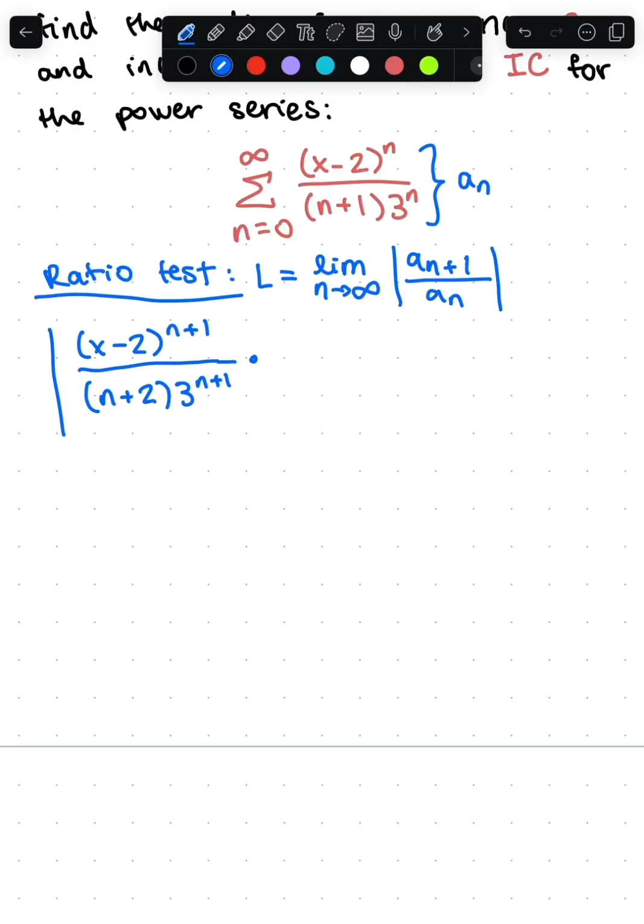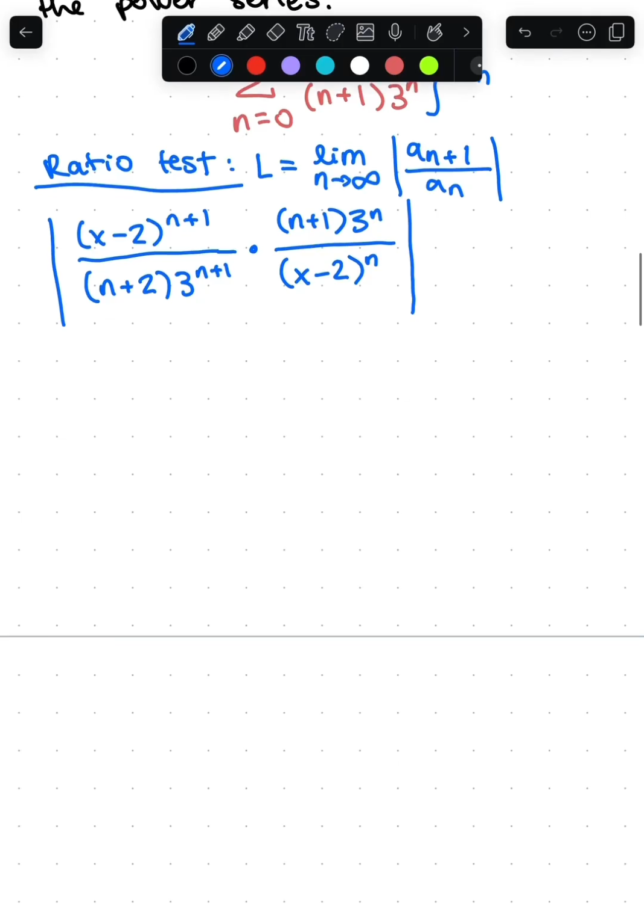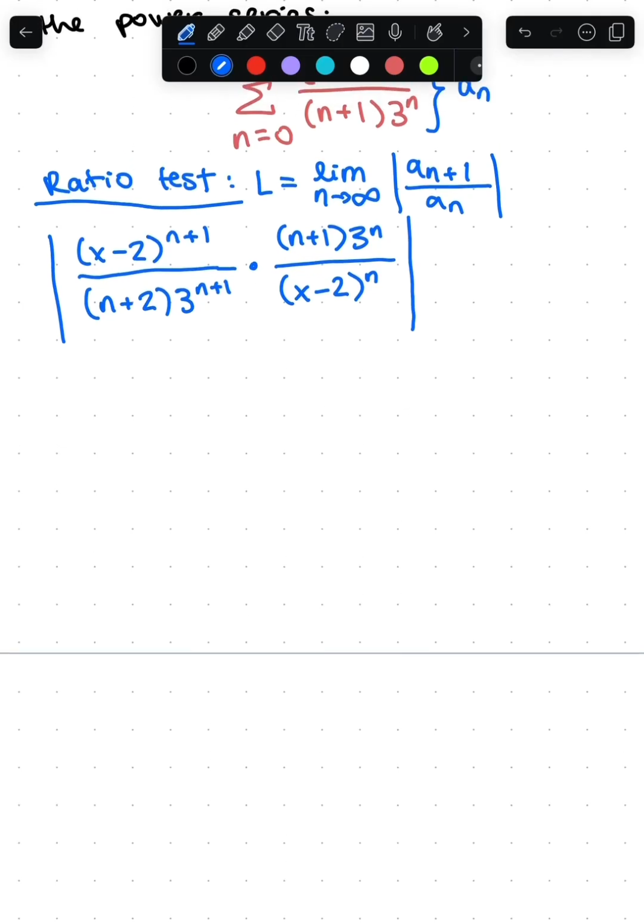We need to divide this by a sub n, but we can do that by just multiplying it by the reciprocal of a sub n. So this is going to be n plus 1 times 3 to the power of n all over x minus 2 to the power of n. Now look at this. We need to simplify it.